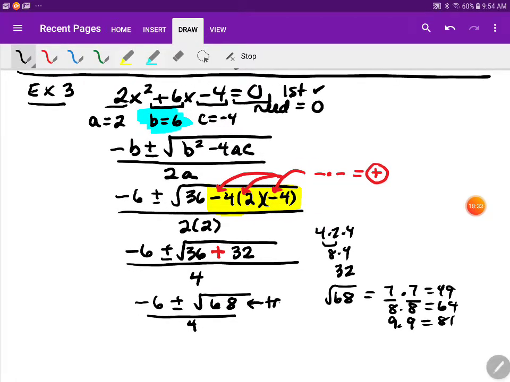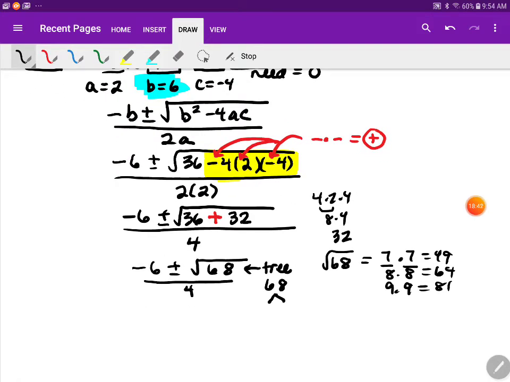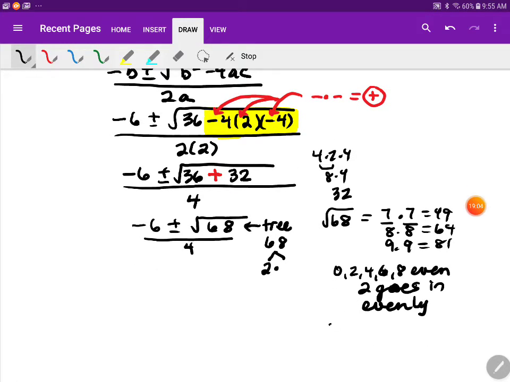Okay, so I'm going to make a tree. Different people simplify things different ways. I like to make a tree. Okay, so 68. You have to think of any numbers that go into 68. Now, numbers that end with 0, 2, 4, 6, and 8 are called even numbers, as you know. So if they end in those numbers, that means 2 goes in evenly. And that means 2 is a factor. So you could do 2. And then you can divide by 2.